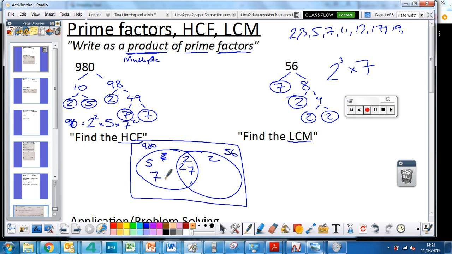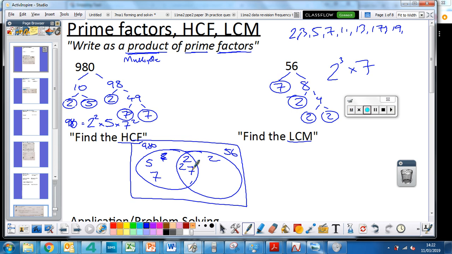You can check now, for 980 it should have 2, 2, 5, 7, 7. So it's got 2, 2, 5, 7, 7. Check for the 56, it should have 2, 2, 2 and 7. Once you've completed the Venn diagram, you can then work out the highest common factor and the lowest common multiple.